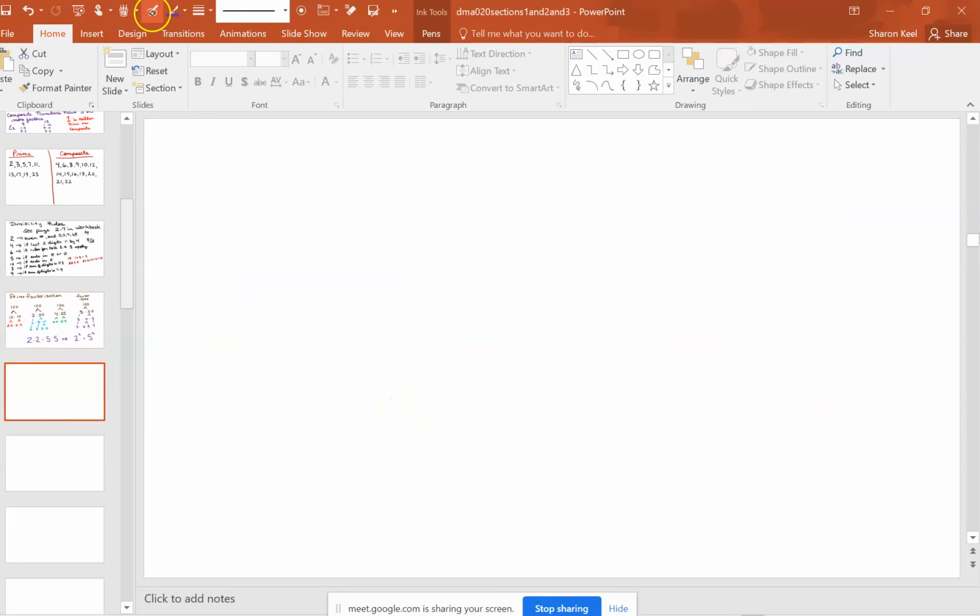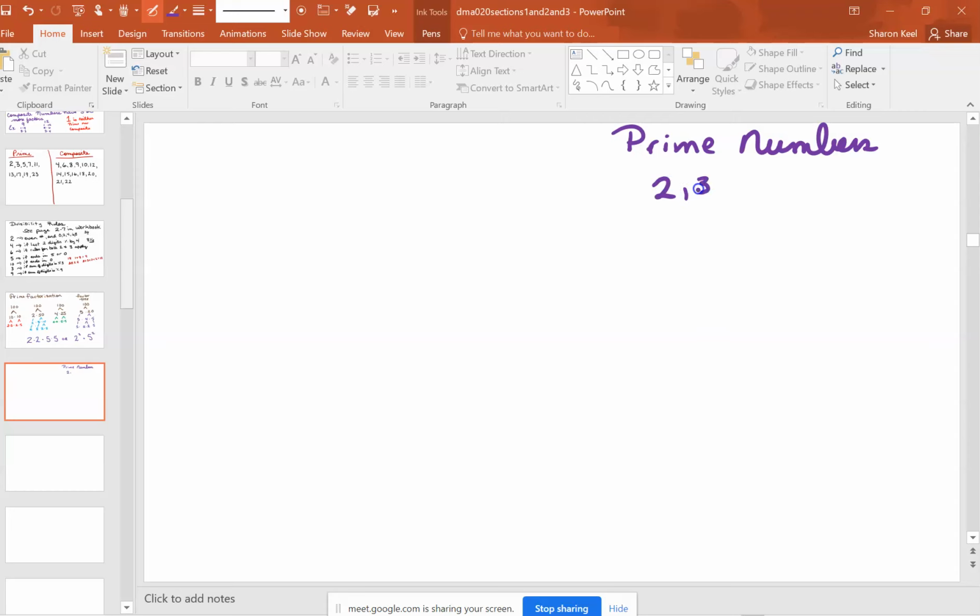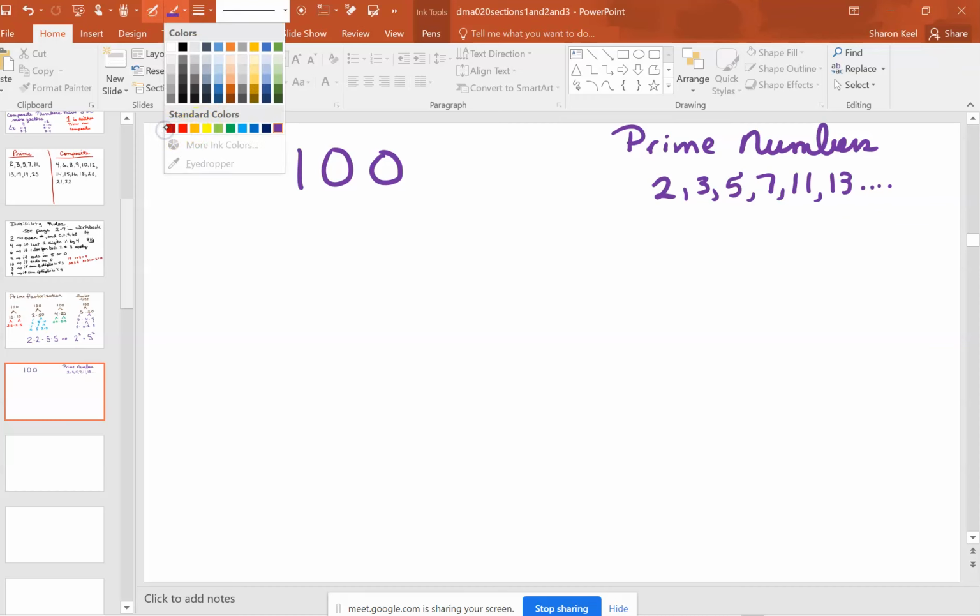Let me show you the way I like to do my prime factorization. What I like to do is, over to the side, I'm going to make a list of my prime numbers. Prime numbers are 2, 3, 5, 7, 11, 13, etc. Okay? If my number is 100, I'm going to start with the number 100, and I just call this the ladder method. It's not really a ladder, but to me that's what it looks most like.